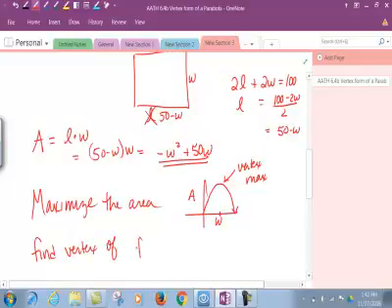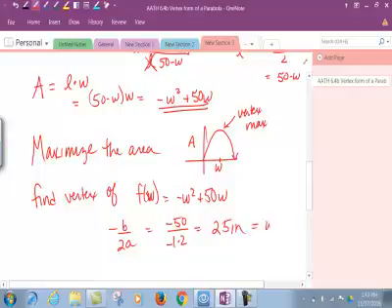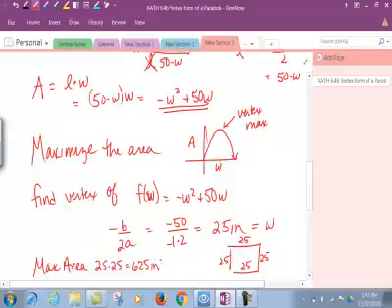So in other words, this question is asking nothing more than find the vertex of, let's call it f of w, equals negative w squared plus 50w. So we go back to our shortcut to finding the vertex, and we take negative b over 2a, which would be negative 50 over negative 1 times 2, which would be 25 inches. And so that's the width. And if the width is 25 inches, then it turns out that the length is also 25 inches, and the maximum area we could make with 100 inches of yarn is 25 times 25, or 625 inches squared.